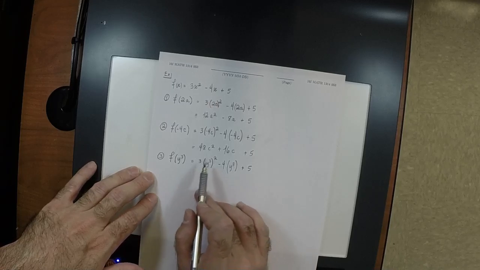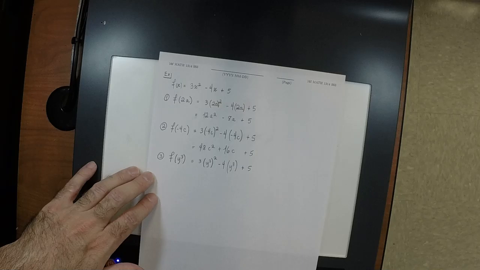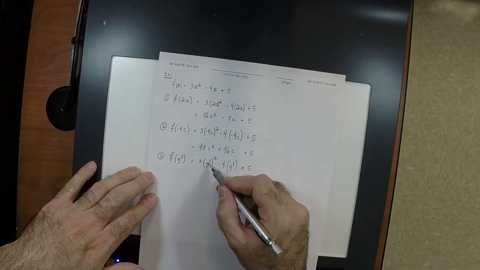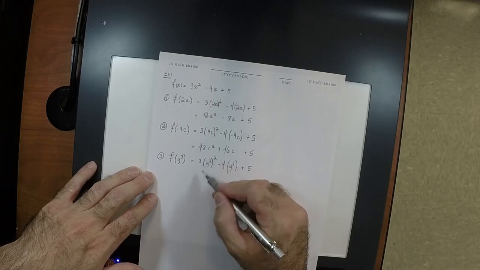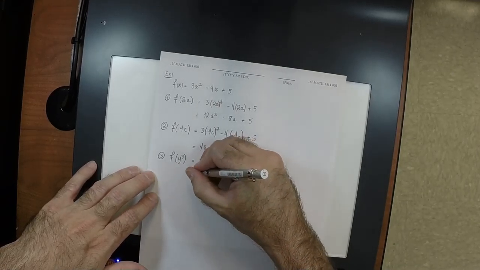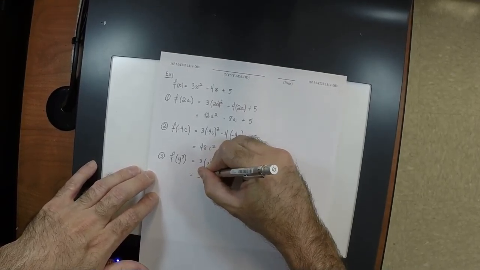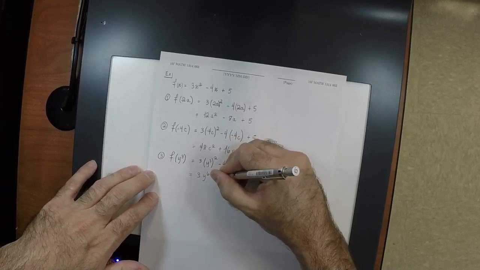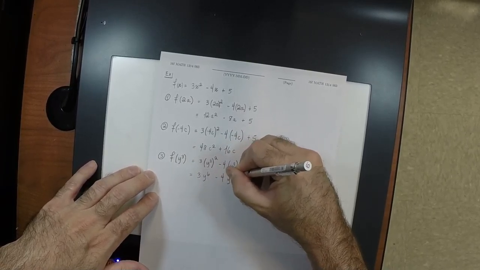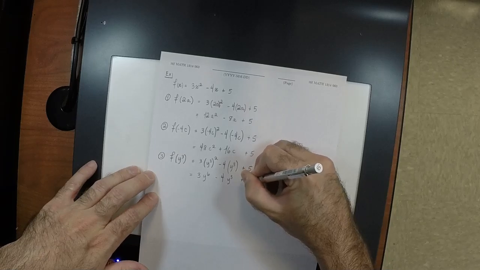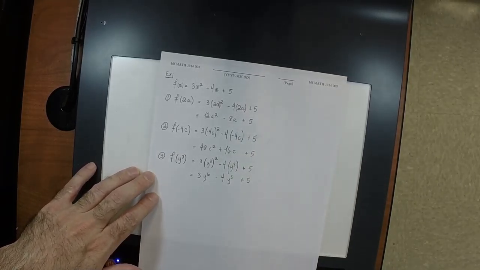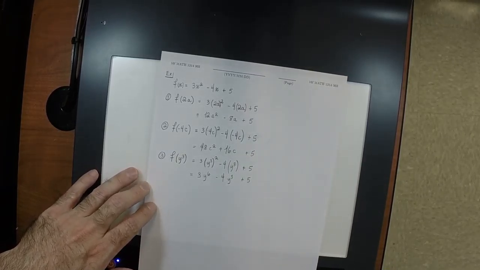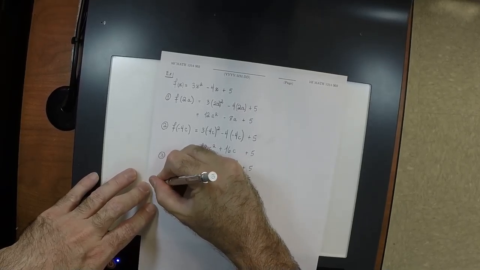And then how about this? Because the power is raised by a power, you have to multiply. So when exponents are iterated, you multiply. So this would be 3y to the 6 minus 4y to the 3 plus 5. Any question about this one? Okay.